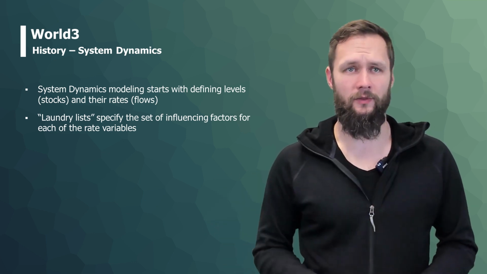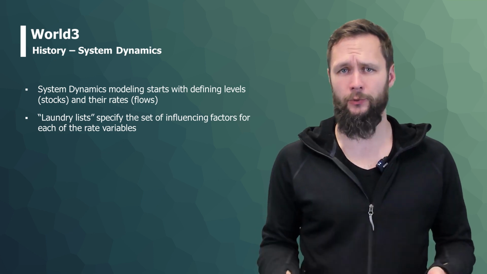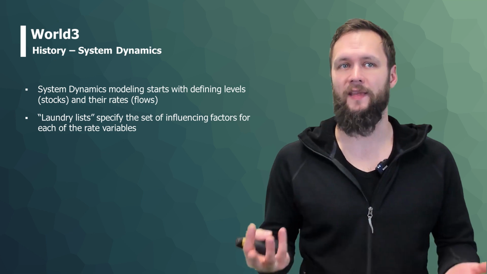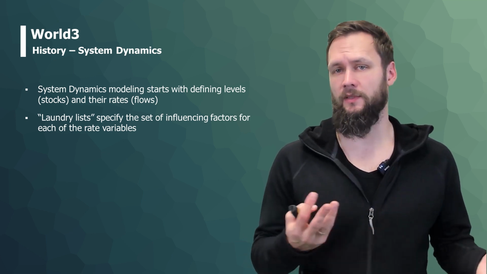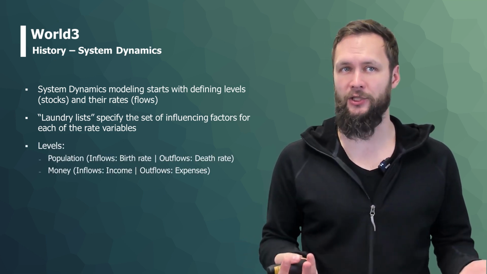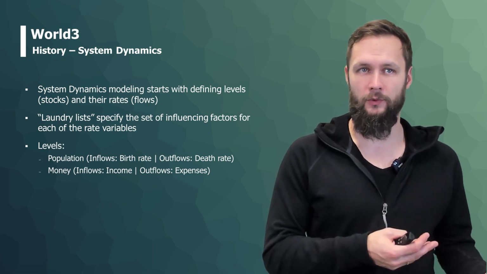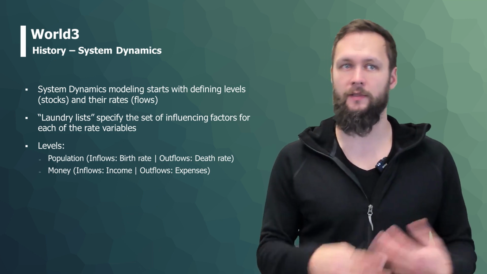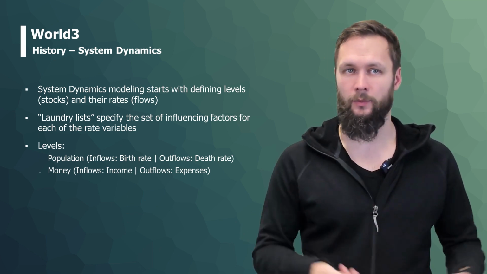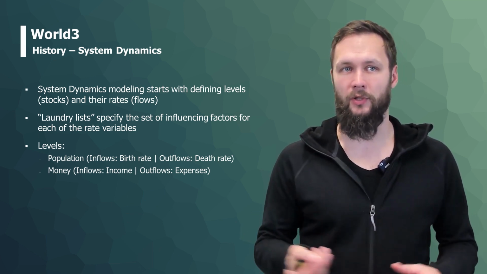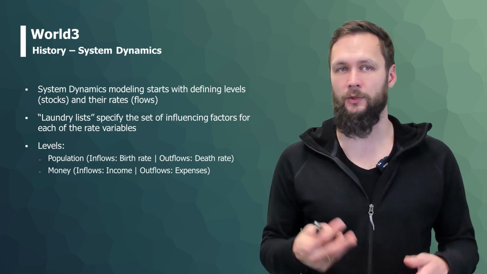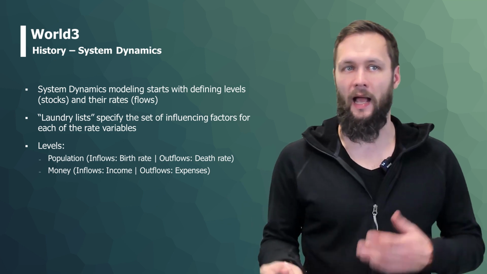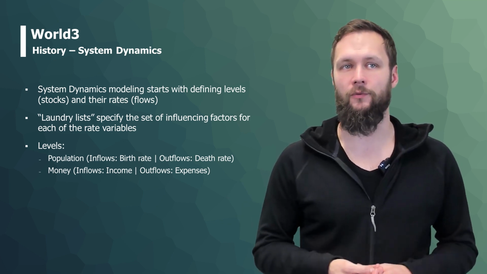Sounds a little bit confusing, so let's make this a little bit more intuitive by using examples. So what could levels or stocks look like? It could be, for example, in the World3 model, something like a population, where you have inflow to this population variable via the birth rate. The more people are born, the higher the birth rate, the more the population grows, and the population is decreased using a factor which is called the death rate. So that's one example for levels.